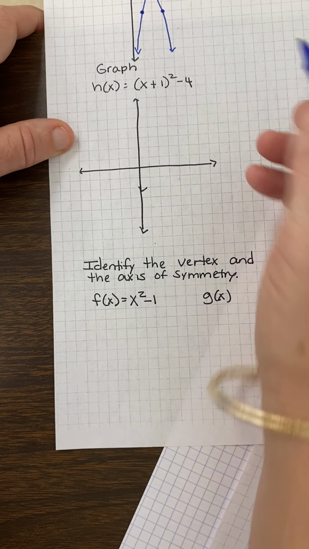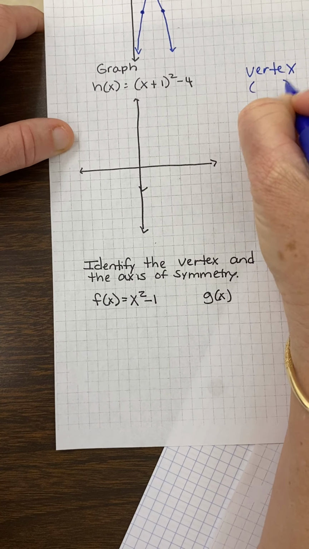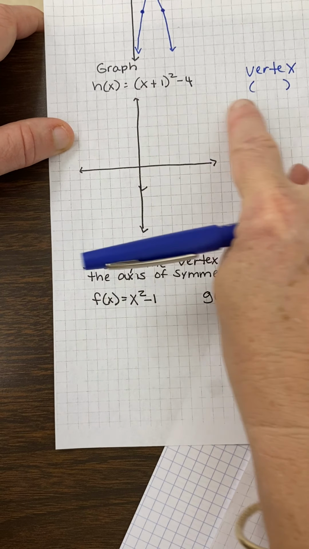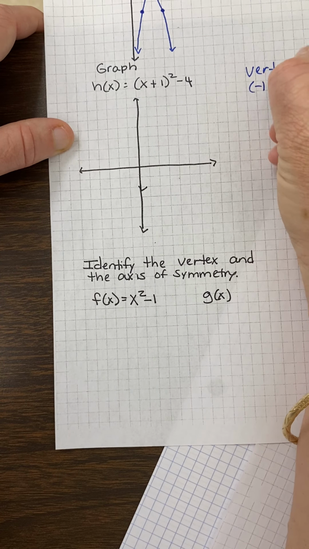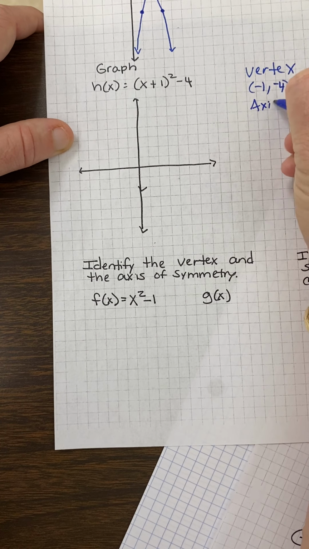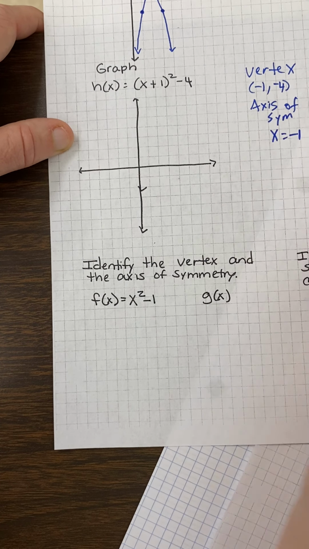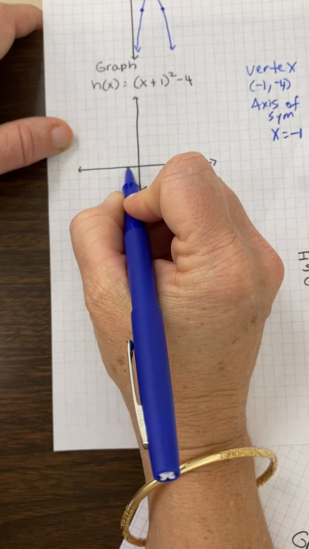Let's go down to this one, vertex. And then you'll start getting quicker and quicker as you're doing this. The opposite of 1, the same, the axis of symmetry is x equals -1. Remember, it's always that x value. Okay, I'm going to plot this, -1, -4.